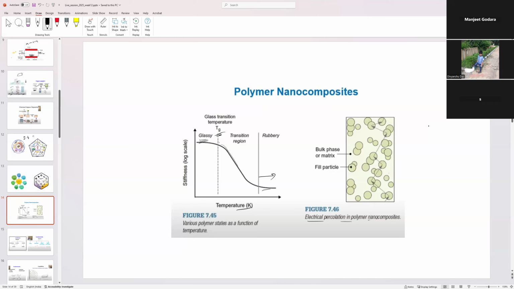Electrical percolation of polymer composites. So you have your conductive nanoparticles in the polymer. Polymers are usually insulating. You have your conductive nanoparticles, and in case they are forming a pathway for electrons to flow, it becomes conductive.